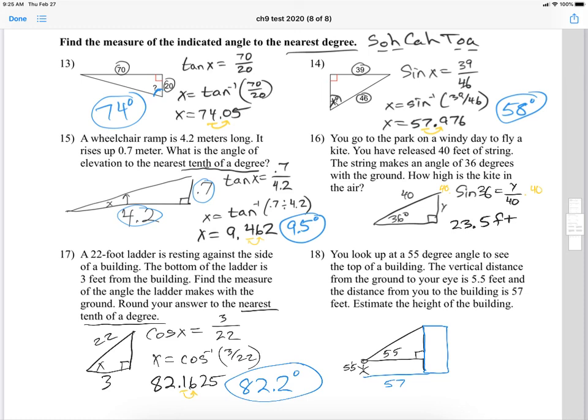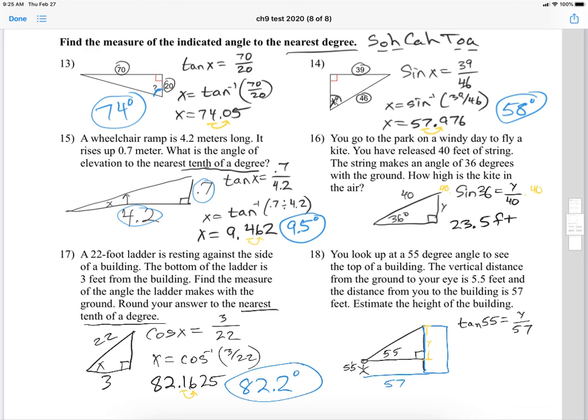All right. So we're going to find the height from 5.5 feet up to the top of the building. So just from here to there. And then we'll add 5.5 to our answer. So that was the trick with this question. So now let's just find y. To get y, we have the opposite leg y, and we have the adjacent leg 57. Opposite and adjacent would be tangent. So the tangent of 55 degrees is equal to the opposite leg y over the adjacent leg 57.